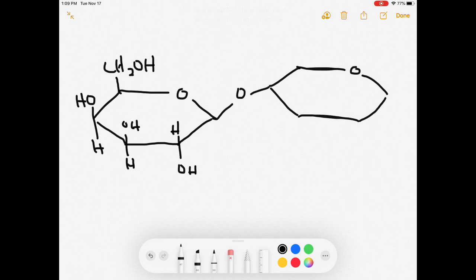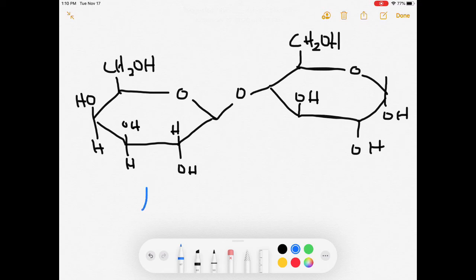So since glucose is alpha, we want to draw the OH going down. So we're going to put it down here. And then finish drawing out glucose. And that's it. So again, galactose is beta, glucose here is alpha.